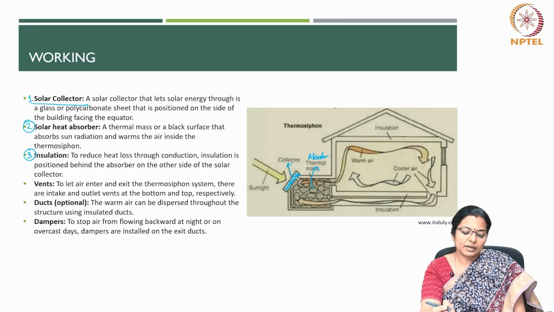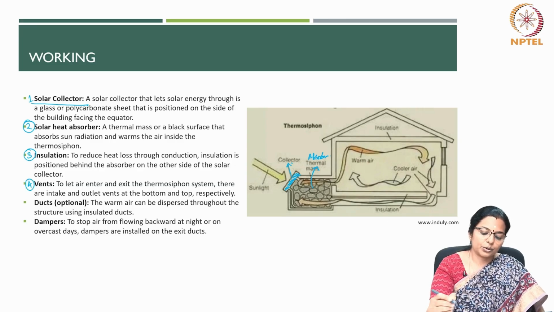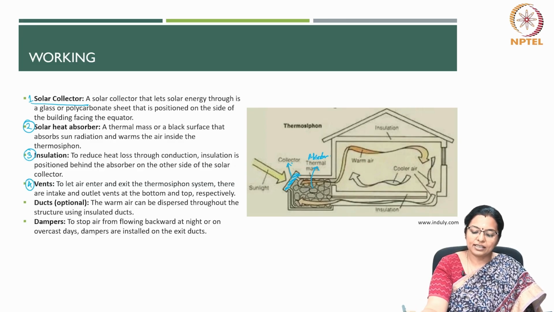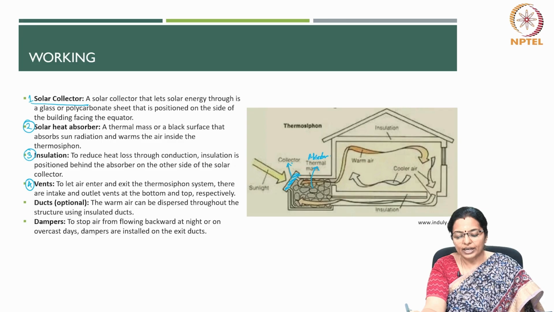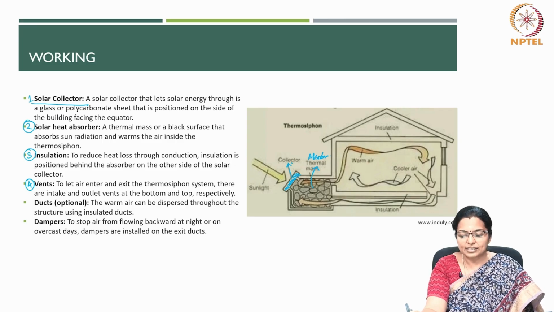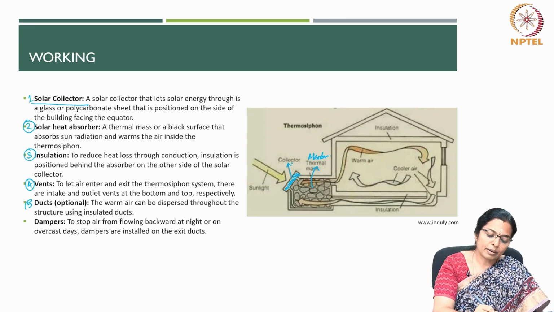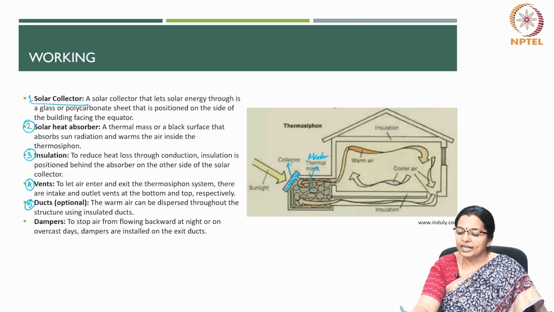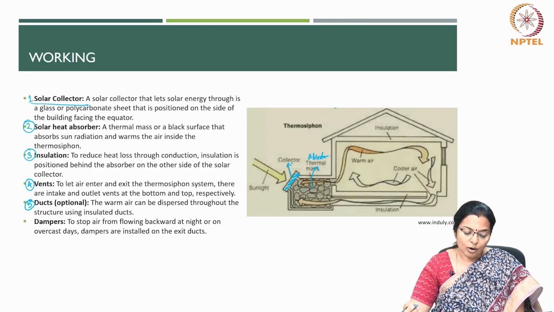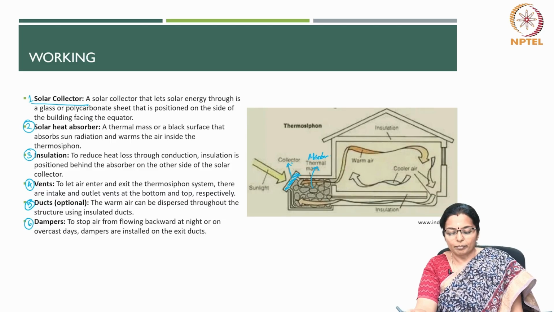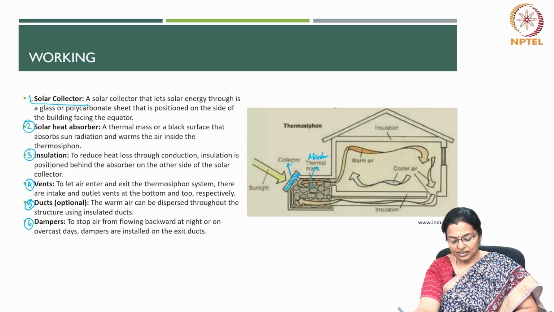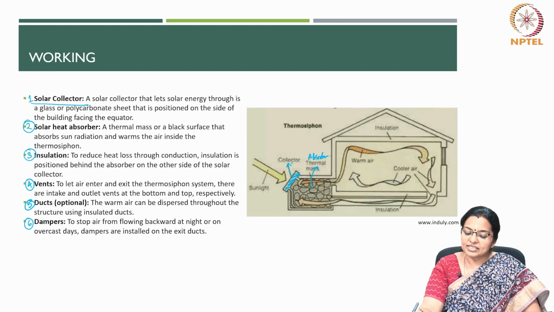Then vents are placed to let air enter and exit the thermosiphon system, with intake and outlet vents at the bottom and top respectively. Ducts may be optional. The warm air can be dispersed throughout the structure using insulated ducts. Dampeners are needed to stop air from flowing backward at night or on overcast days. These dampeners are installed on the exit ducts.